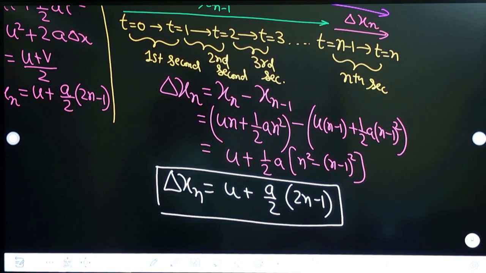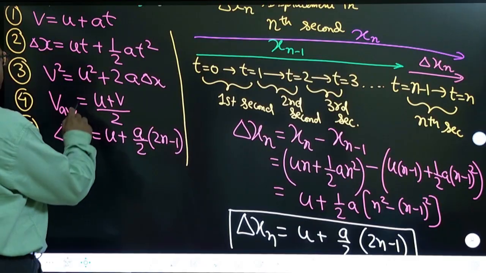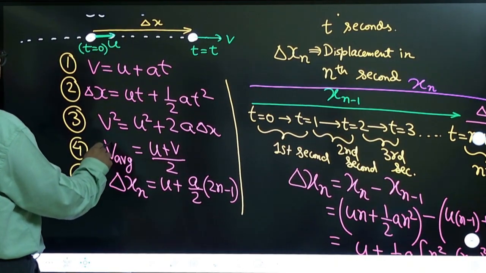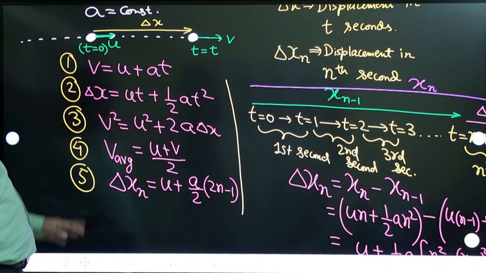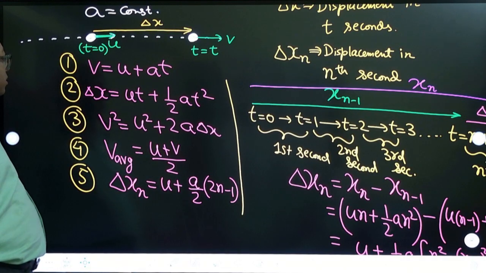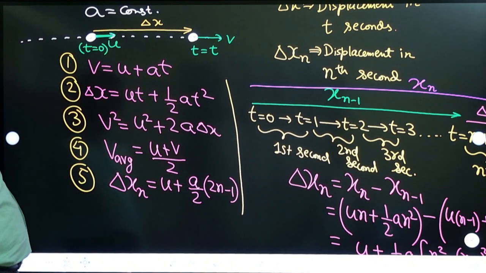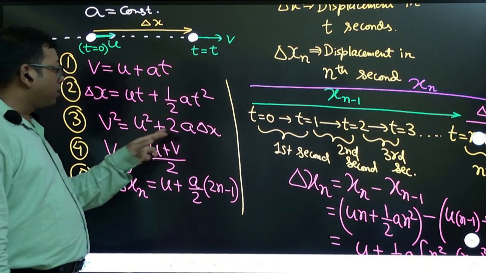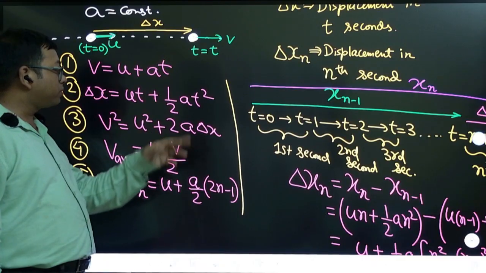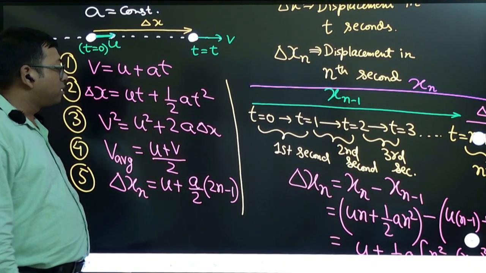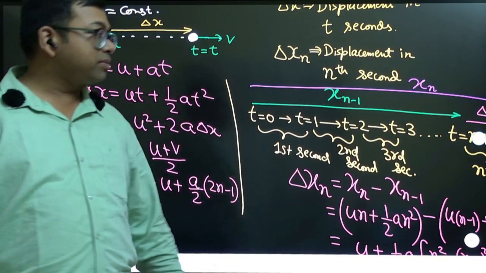Are you clear of all these formulas? So these 5 formulas we must remember. If you want to solve any question on constant acceleration, these 5 formulas will work. Many shortcut formulas will come from here only. Suppose initial velocity is 0 and displacement is h, so v square equals 2ah, and acceleration is due to gravity, so v equals root 2gh. We'll see that shortcut will come from here.